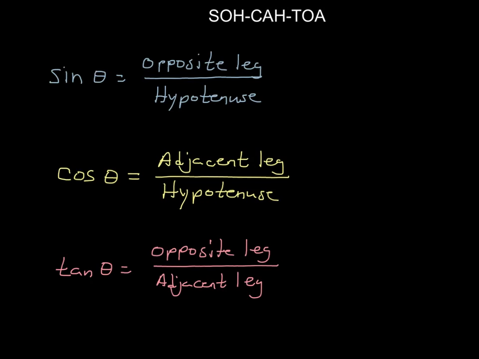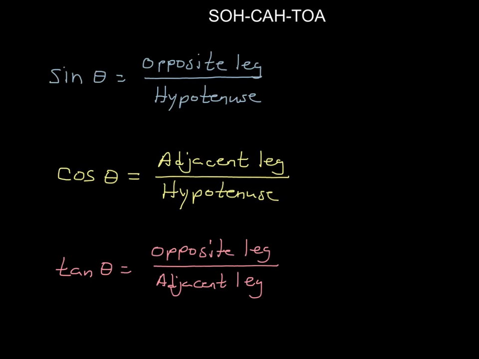The SOH means that the sine of theta is going to be the length of the opposite leg over the length of the hypotenuse. The CAH, cosine of theta, is the length of the adjacent leg over the hypotenuse. And the tangent, TOA, is the length of the opposite leg over the adjacent leg.